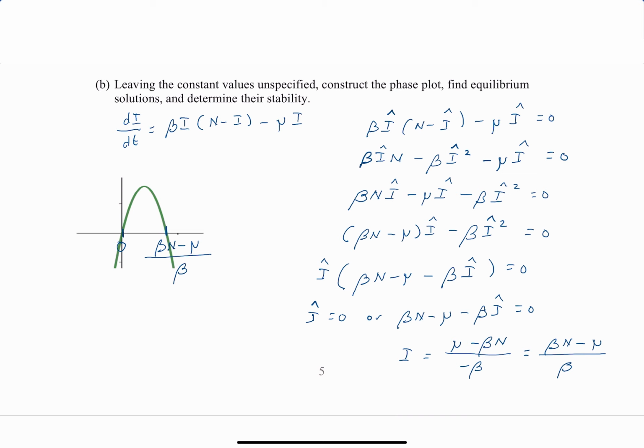And then putting the arrows in, we can see that the equilibrium at 0 is unstable, whereas the equilibrium solution beta n minus mu over beta is stable because the arrows are pointing towards it from both sides. Oh, and I almost forgot to label the axes.